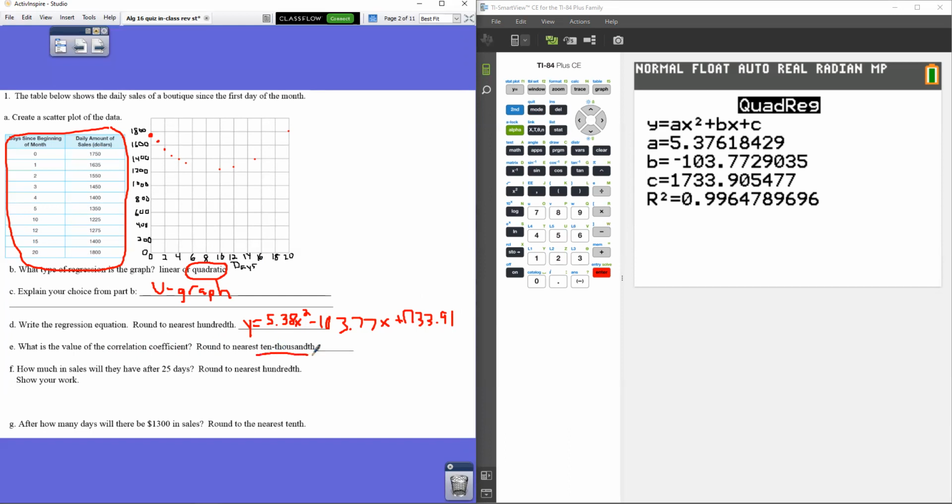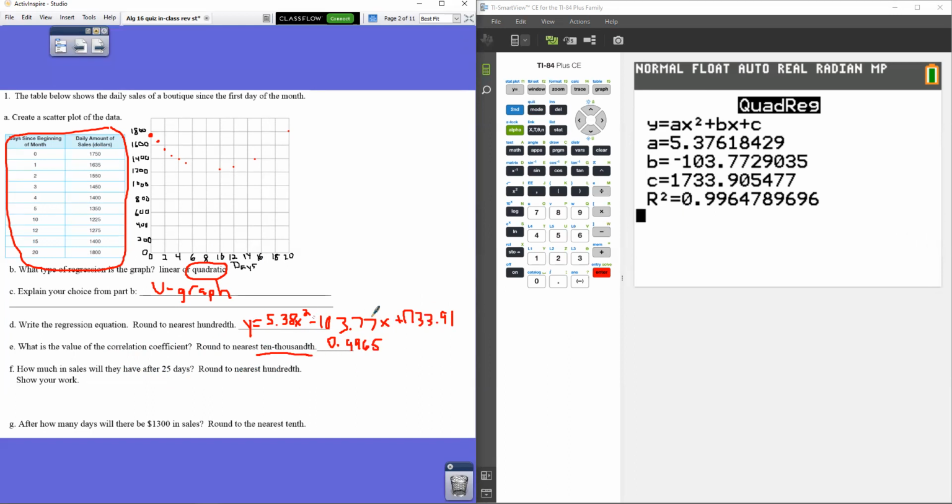What is the value of the correlation coefficient? Round to the nearest 10,000th. So our R value is 0.99. And when you round to the nearest 10,000th, this would be 0.9965.